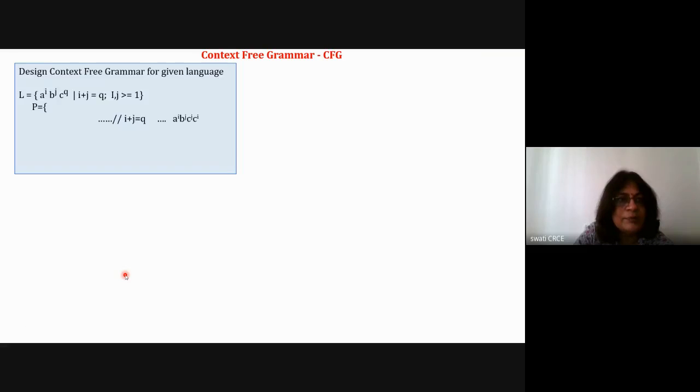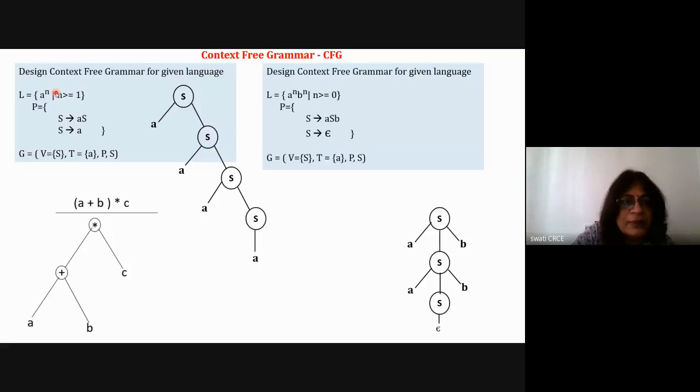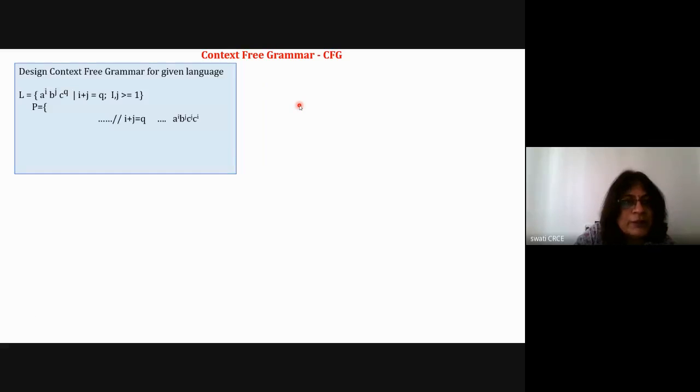Okay, so now see the problem. I think we did this problem last time: a raised to i, b raised to j, c raised to q, and the statement given to you is that i plus j is equal to q. As I told you in the previous example, convert everything into the form of a raised to n, or a raised to n, b raised to n. Any expression given to you, you convert it, or split it, into either a raised to n or a raised to n, b raised to n kind of statement. So for this particular problem, we see that i plus j is equal to q. Now we have to convert it into one of these formats.